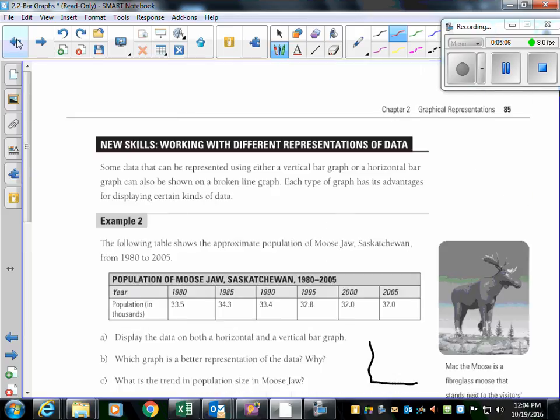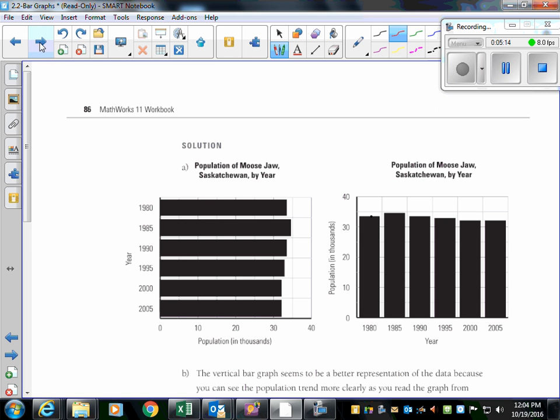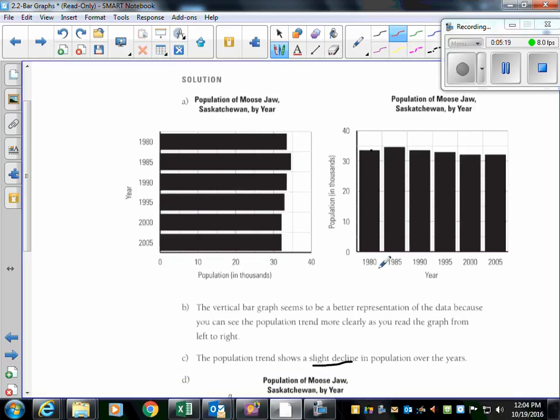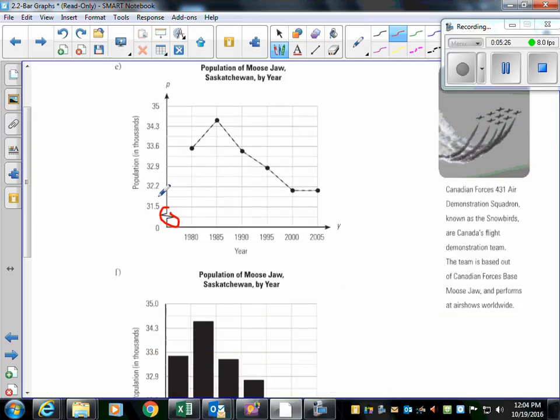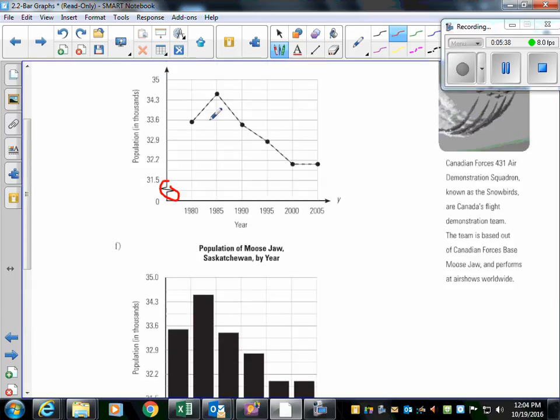So when the questions ask you to mislead or try and change the data, usually you're trying to change the scale on the side. So lots of times like here, we're going from 0 all the way up, so it looks like it's not that big of a deal. But when you go from just 30,000 and up, or break it off, it's a little bit misleading. The bar graph doesn't seem as misleading as the broken line because the difference appears to be absorbed in the width of the graph, whereas this is like really sharp lines.